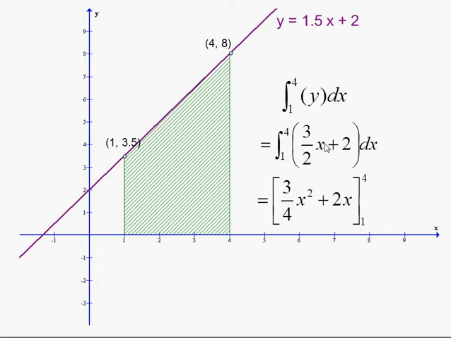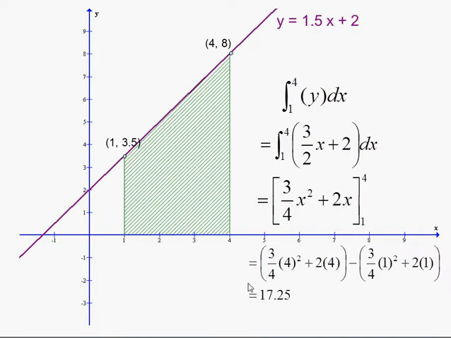The x integrates to x squared over 2, so 3 on 2 becomes 3 on 4. And for 2, the antiderivative is 2x, and our limits are 4 and 1. Now we apply those limits, substitute in 4, and then minus, substitute in 1, and you get 17.25.